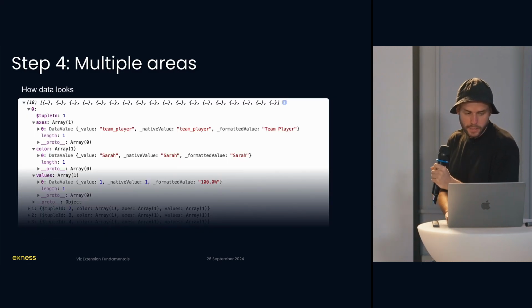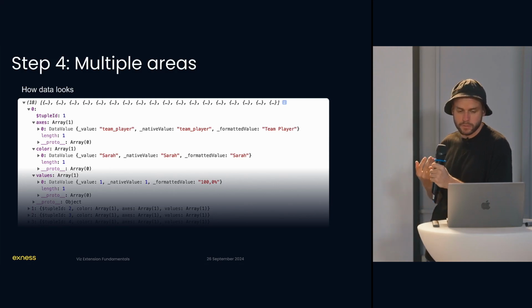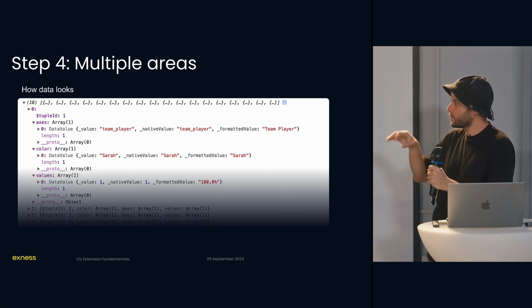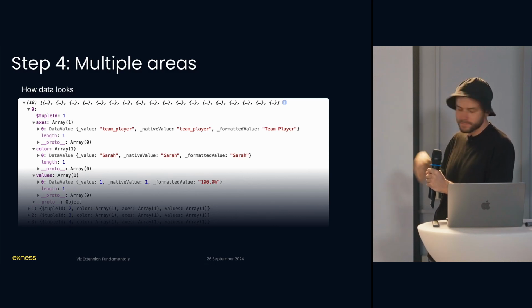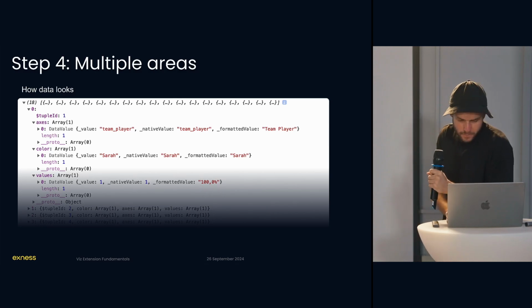So how does the data look now? Now it's already an array of 18 elements. Why did it change? Because now we have 2 dimensions: 1 dimension for employee and a second one for the metric. And now we have all combinations of these 2 dimensions. For example, on the slide, you have the first element with ID1, team player, Sarah. So Sarah is a team player for 100%.